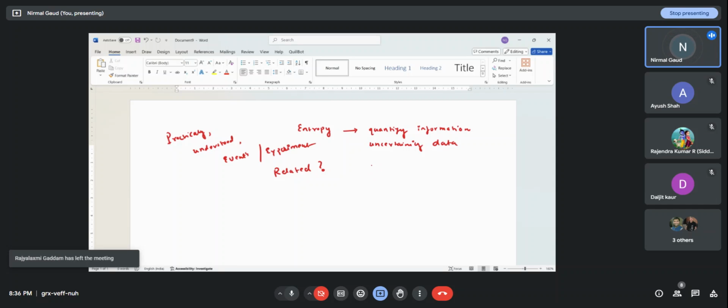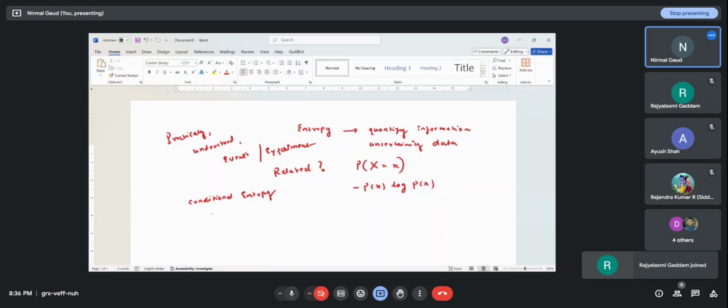For a single case, if you are performing an experiment and you have a random variable x, and x can have any value small x, this is how you write probability. And the entropy is written as minus p(x) log of p(x). But yesterday we saw the concepts of conditional entropy and joint entropy.